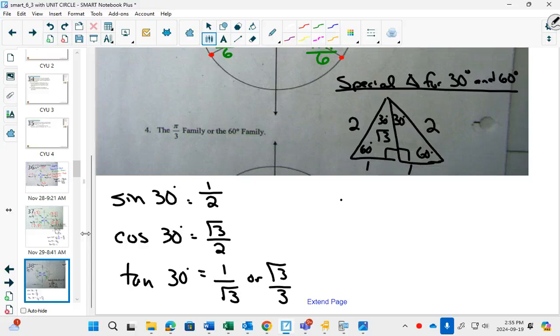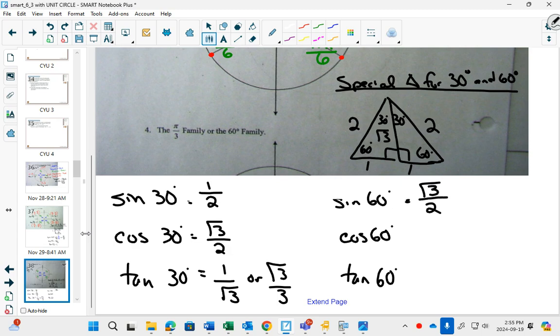And since it's also the 60-degree one, we'll write out the 60-degree family quickly as well. Opposite over hypotenuse, adjacent over hypotenuse, and opposite over adjacent. So if we can draw the special triangle, we can get all of the values. And if we can get the values without the use of our calculator, this is something that we could do without our calculator.